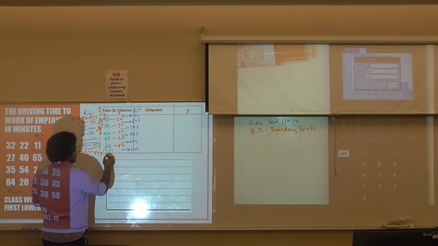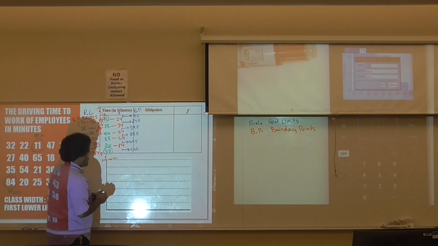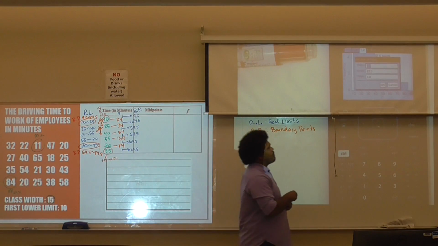Here, let me just go one more class width more. So assuming that if it was out there, what would it have been? That's all I'm saying here. So plus 15 here, and I'll end up getting 100. Okay? So we could pretty much do that.